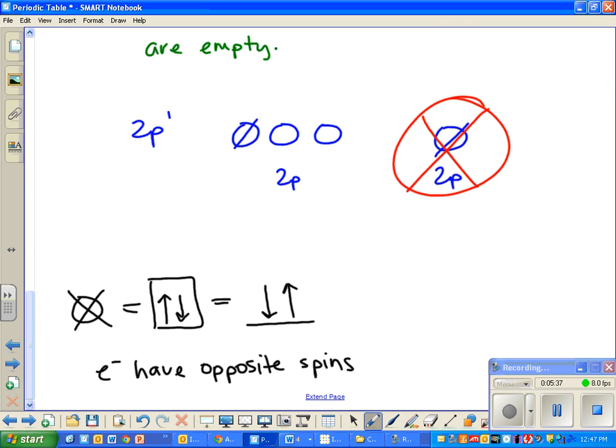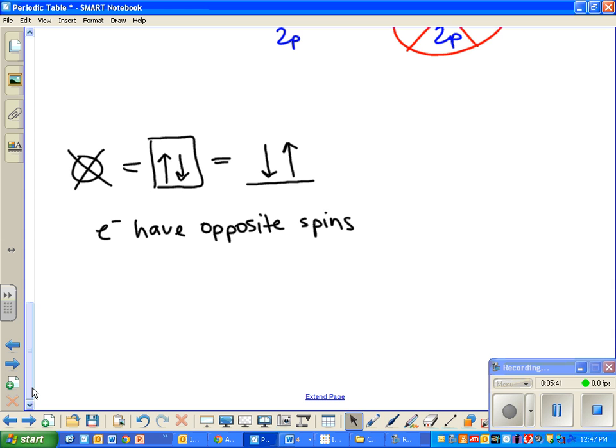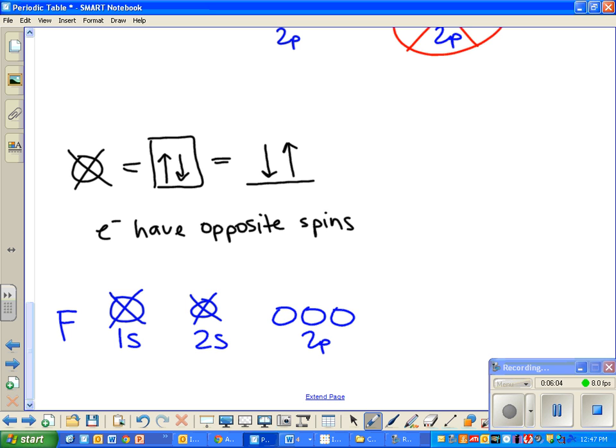A couple examples. If we were to do fluorine's electron configuration, fluorine would be 1s2. So I write 1s, I draw my orbital, draw my 2 electrons. Leave a little space, then comes 2s2. Leave a little space, after that would be 2p with my 3 orbitals. And it'd be 2p5, so 1, 2, 3, 4, 5.